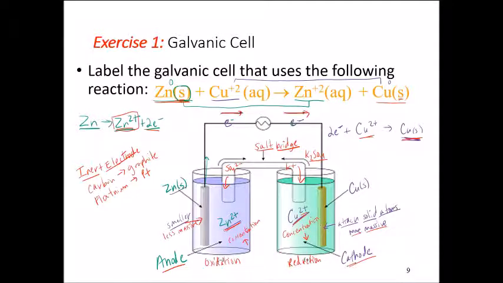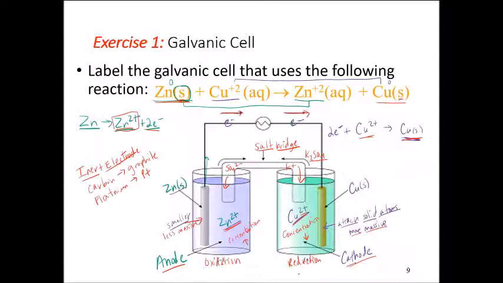So the side that has the more massive electrode, the concentration starts to decrease. The side where the electrode becomes less massive is where the concentration is going to increase. So oxidation should get more concentration, less of the electrode. Reduction, you'll get more of the electrode and less concentration.